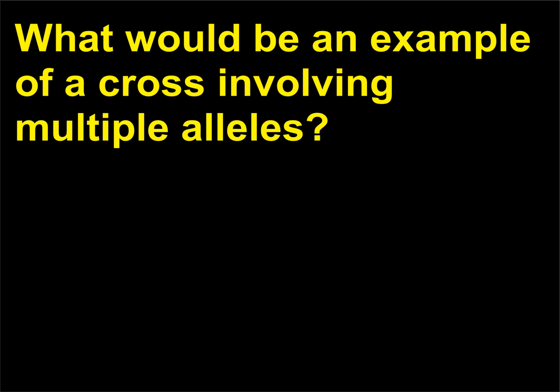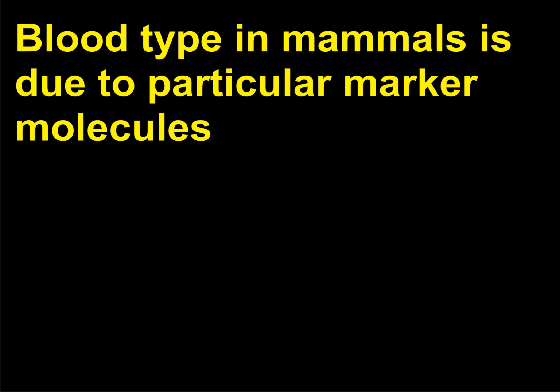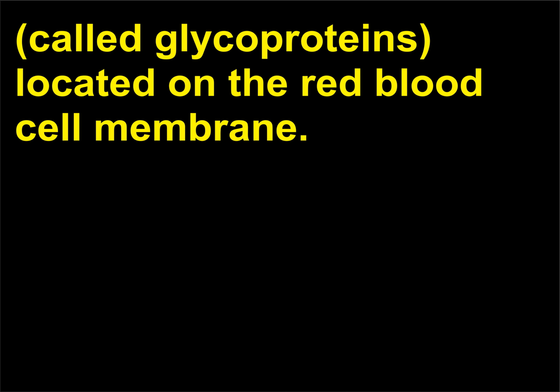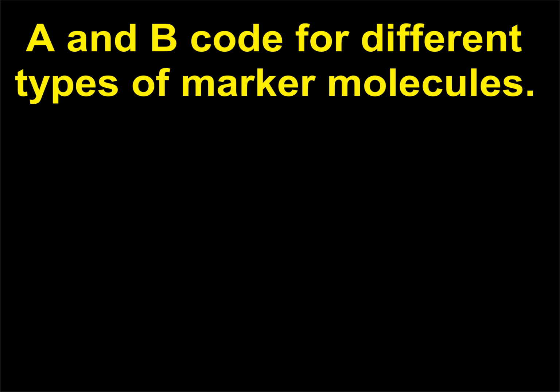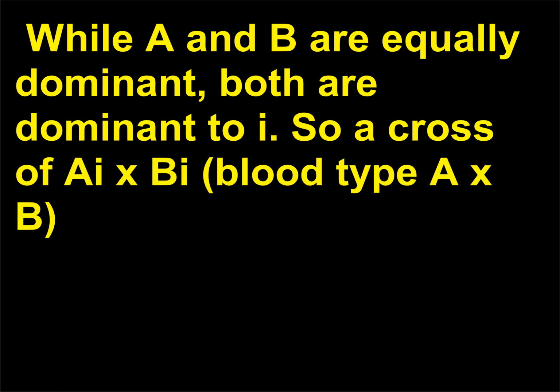What would be an example of a cross involving multiple alleles? Blood type in mammals is due to particular marker molecules called glycoproteins, located on the red blood cell membrane. In humans, the ABO blood type is determined by a gene with three alleles: A, B, and I, no membrane marker. A and B code for different types of marker molecules. While A and B are equally dominant, both are dominant to I.